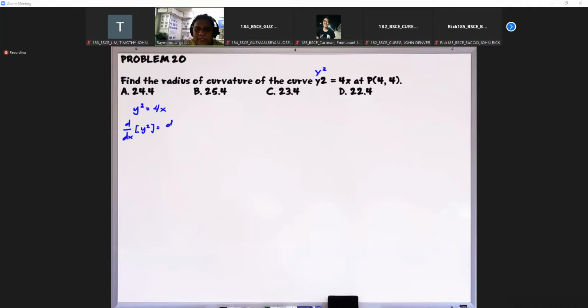So we have y squared, the derivative with respect to x ng 4x. Then this will be 2y, y prime, equal to the derivative nito, which will be 4. Then multiply natin ng 1/2, so you will get that y prime is equal to 2 over y. At the given point P, 4, 4, ito yung x, ito yung y. So just substitute.